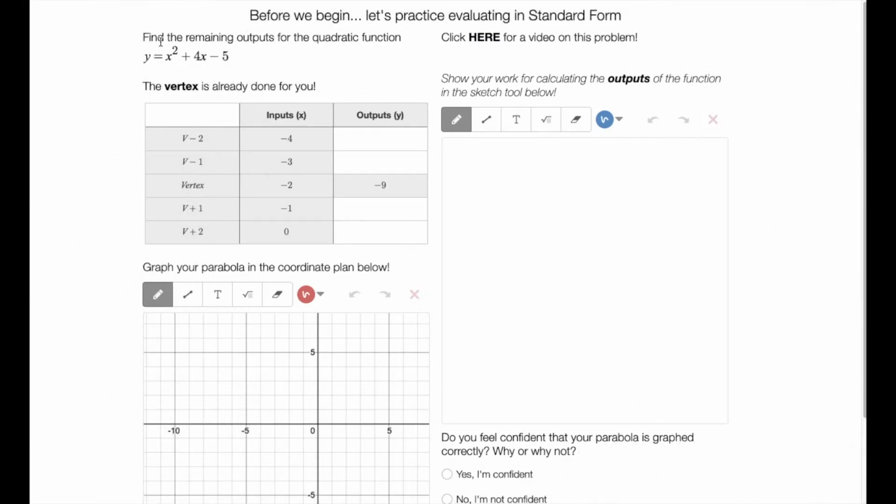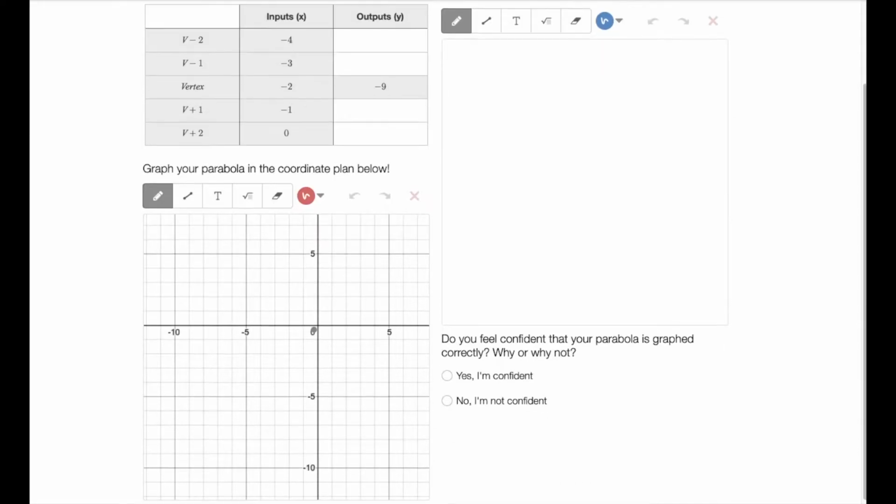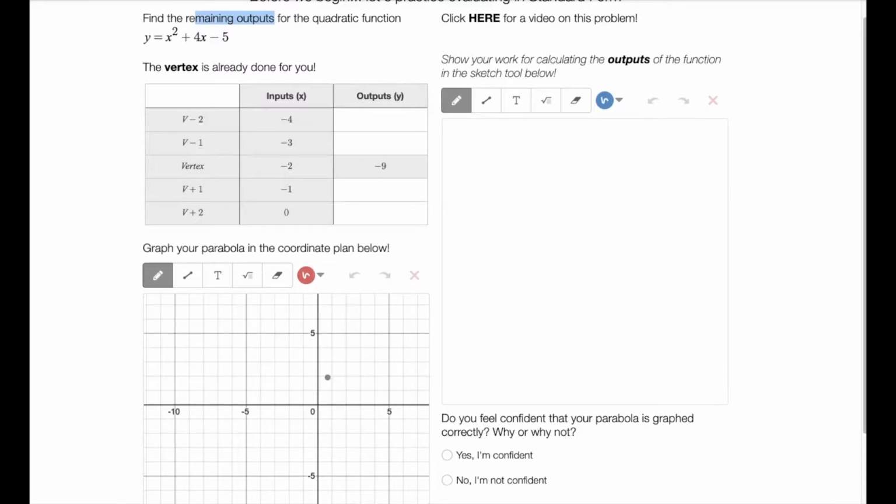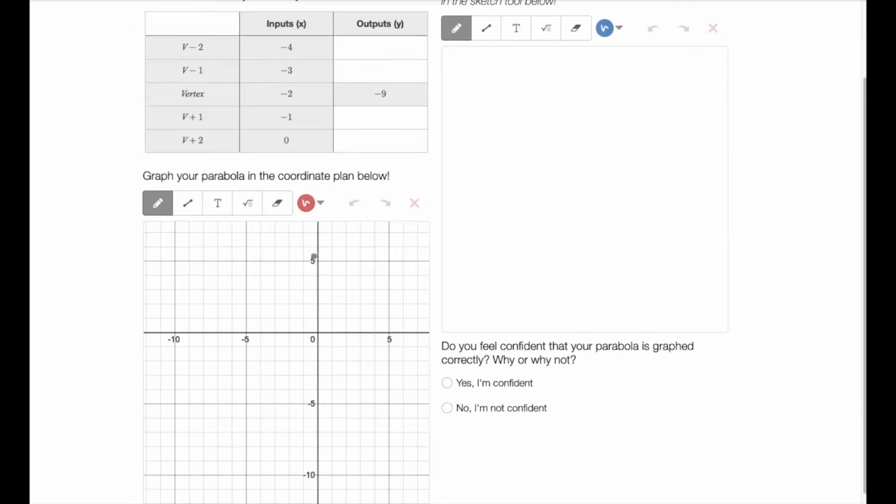So here we're asked to find the remaining outputs for the quadratic function y equals x squared plus 4x minus 5. And the vertex has already been found for us. So the first thing I'm actually going to do is graph my vertex so that I have an idea of where my parabola should be. So my vertex is at -2, -9.